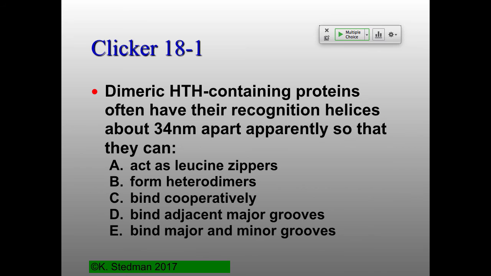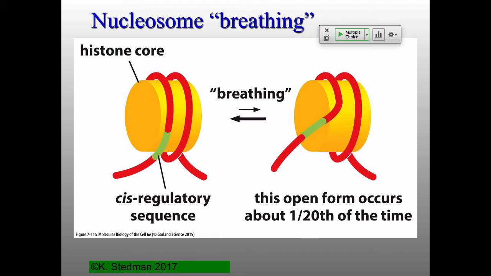Okay, so that's helix-turn-helix proteins. Particularly in bacteria, these are mostly homodimers rather than heterodimers, probably just because the genomes are a little bit smaller. But bacteria are great because their DNA doesn't have all of these histones getting in the way. Of course, eukaryotic systems do have a lot of histones that get in the way. We talked a little bit about this when we talked about chromatin structure earlier in the course, and that nucleosome breathing takes place.